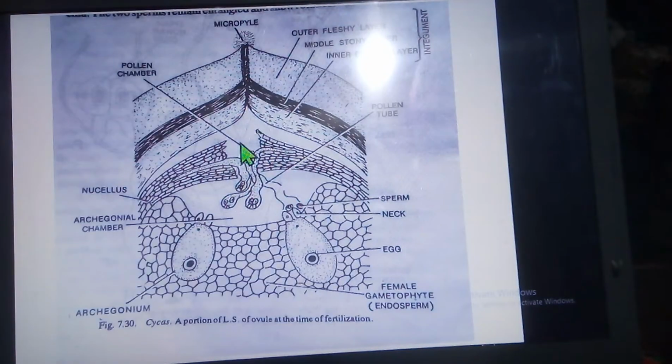The nucellar tissue, you can see here, this is the nucellus. Here there is a pollen chamber, and this one is the archegonial chamber. You can see clearly the pollen chamber and the archegonial chamber, and the nucellus in between these two chambers becomes disorganized. Simultaneously, the ventral canal nucleus will also disintegrate. So what happens in the first phase of fertilization is that the nucellar tissue between the pollen chamber and the archegonial chamber disorganizes, and the ventral canal nucleus also disintegrates.